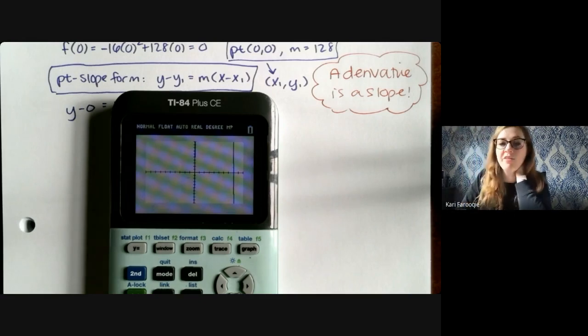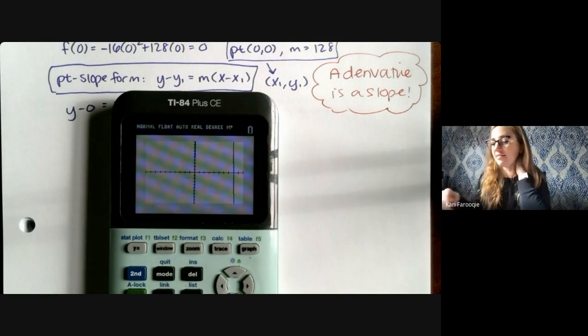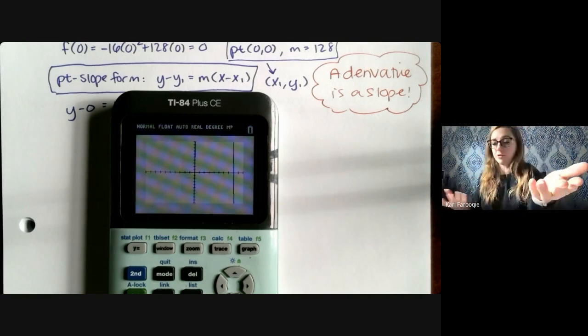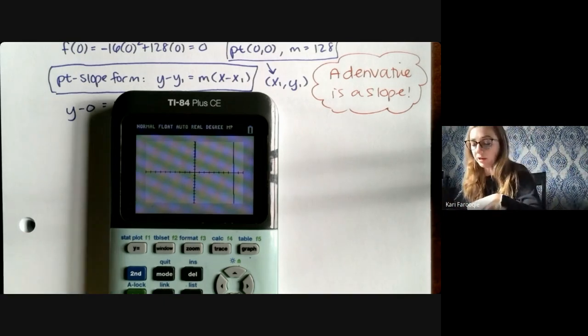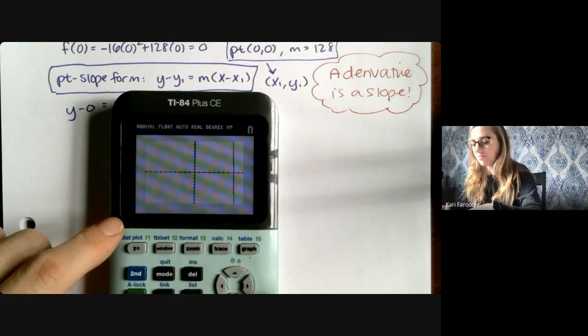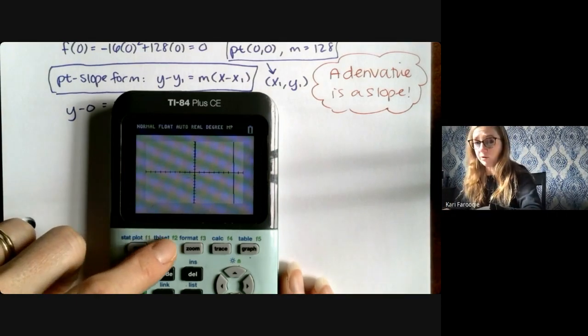Okay. So it's kind of hard to see what's even happening here. And that's just because you've got this really large number of 128 on your parabola. You might want to zoom out a little bit just so that you can sort of see the graph. You might even want to take your window and kind of play around with it.